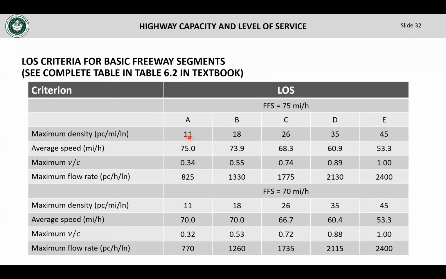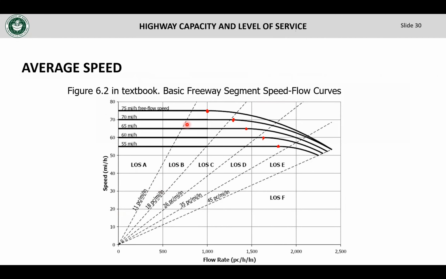So let me point out what these things are. Notice that for average speed, we have the values for 75 miles per hour free flow speed. We have 75, 73.9, 68.3, 60.9, and 53.3. Let me point out what those are. Basically, we're saying that for this limiting value of 11, the speed coming from this curve for that flow rate is 75. That was the first value we had. For level of service B, which corresponds to this flow rate, we had something that was slightly lower. It was 73.9, I think it was, right? So you can see it goes down a little bit.